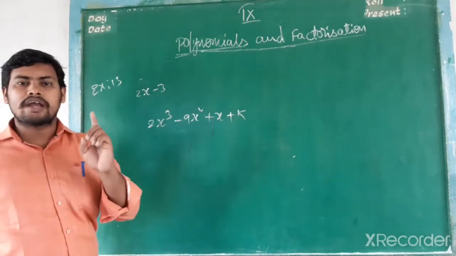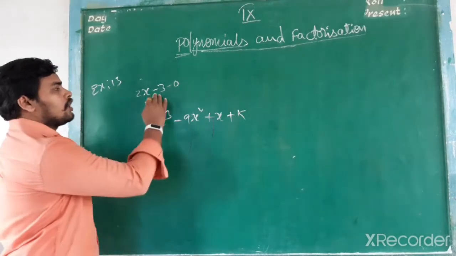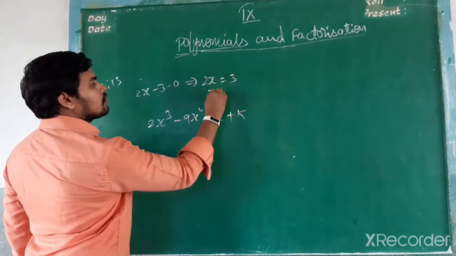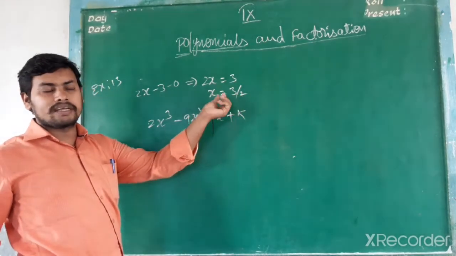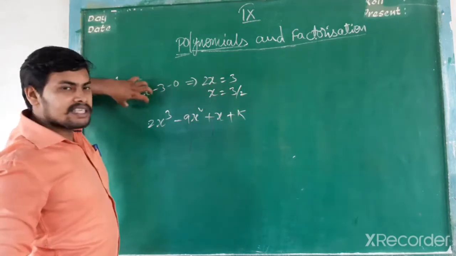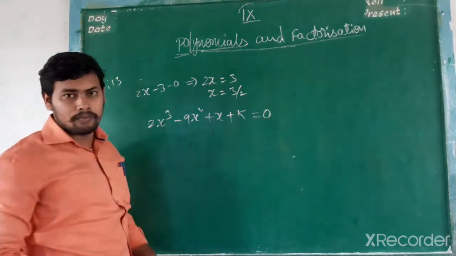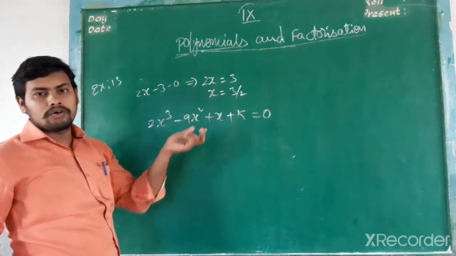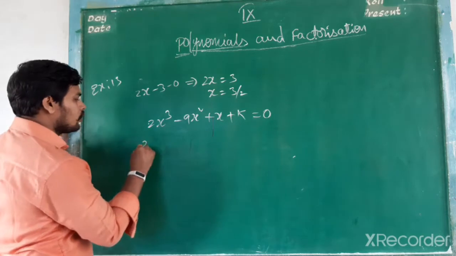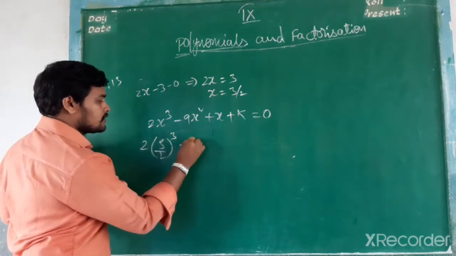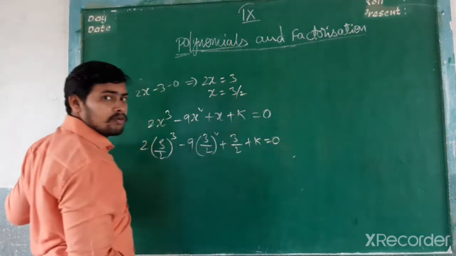So first of all, you have to find the zero of this polynomial. How can you? Simply write 2x minus 3 equal to 0. Minus 3 moves across, 2x equals 3, x equals 3 by 2. So here we have to take the x value as 3 by 2. Already this is a factor of this particular polynomial, so we simply write equal to 0. Because we already know that 2x minus 3, nothing but the x value 3 by 2, is a factor of this polynomial. Simply write 2 into 3 by 2 whole cube minus 9 into 3 by 2 whole square plus 3 by 2 plus k equal to 0.